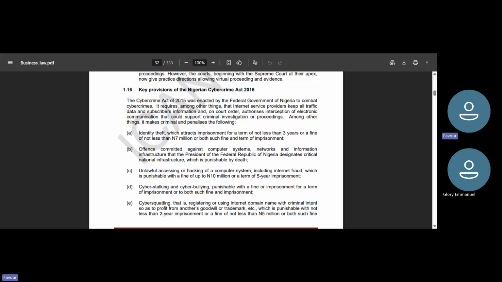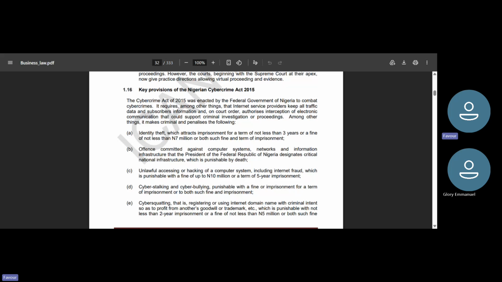So this act make criminal and penalizes the following: identity theft. Identity theft is simply when someone steals the identity of another person, basically through accessing the person's cyber information, online information, and uses it for its own selfish gain. Sometimes they steal someone's identity, take loans, defraud people, and do all sorts of criminal activity. So this identity theft on its own attracts imprisonment of a term of not less than 3 years, or a fine of not less than 7 million, or depending on the case, you might be required to pay both the fine and go to prison. So not less than 3 years of imprisonment, fine is no less than 7 million.